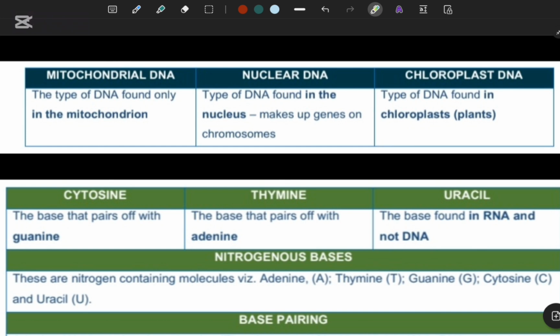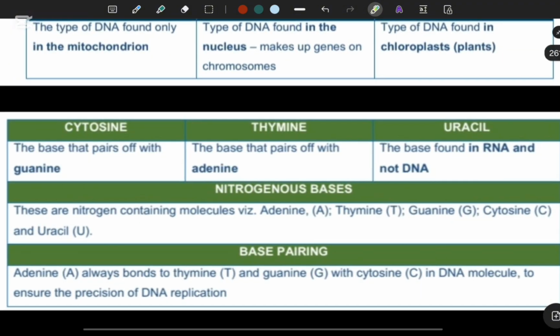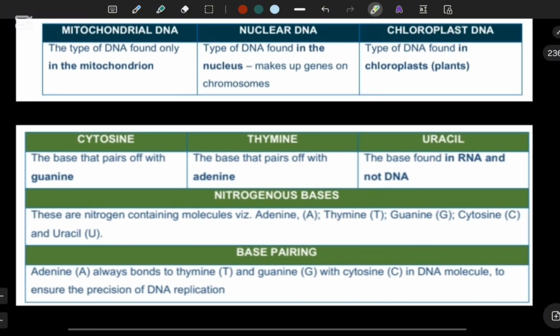So when they say, they can ask you, in the animal cell, where do we find DNA? What is your answer? Your answer is in the mitochondria and in the nucleus. Why? Because we do not have a chloroplast in the animal cell. As you can see, chloroplast, they then put it in brackets and say plants. You see? Right there, we have plants. Meaning it's only specific to plants.